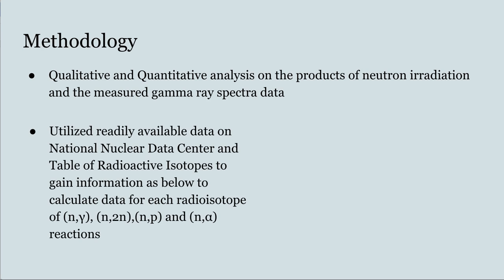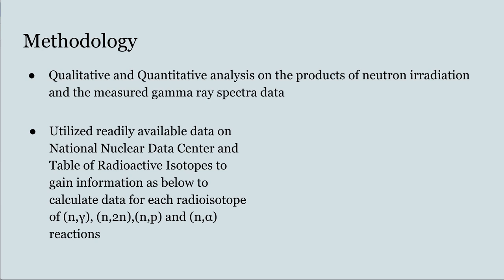Utilizing the readily available data on the NNDC and table of radioactive isotopes, I was able to identify the products of four main reactions that follow neutron irradiation, which were n-gamma, n2n, np, and n-alpha reactions. Utilizing the data table I made here, I was able to extract the peak areas of the various lines from the experimental data, and then use those results to deduce the initial activities and ratios.